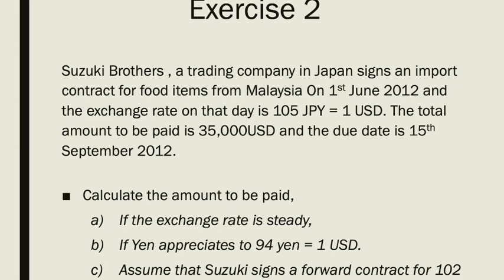That is question number one. Question number two is, if yen appreciates to 94 yen to $1, and assume that Suzuki signs a forward contract for 102 yen equal to $1, how much would their liability be? So how do you calculate this?